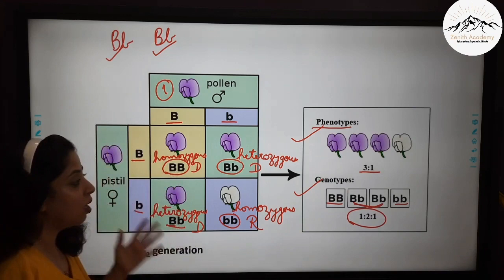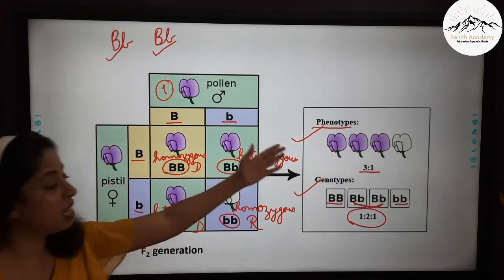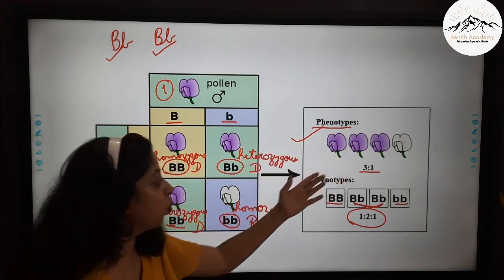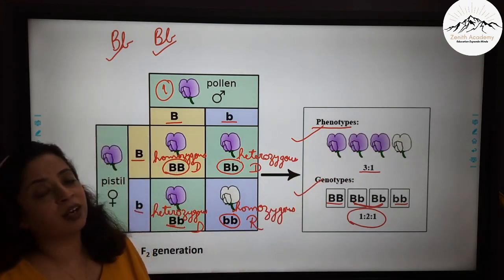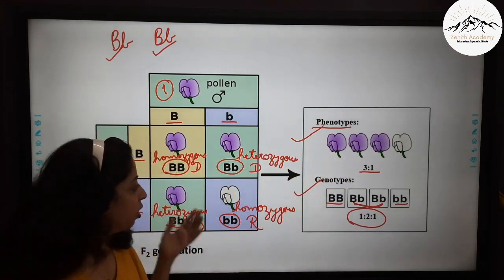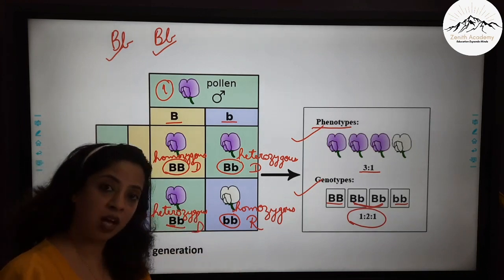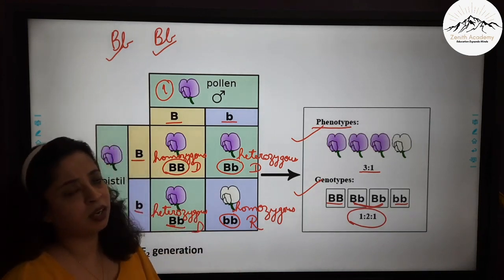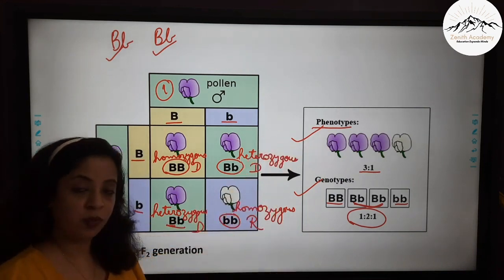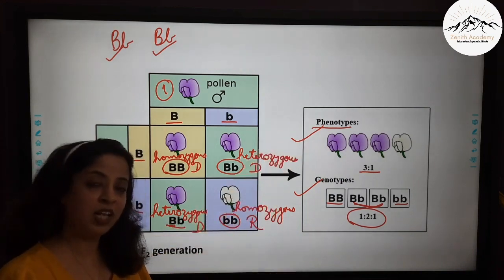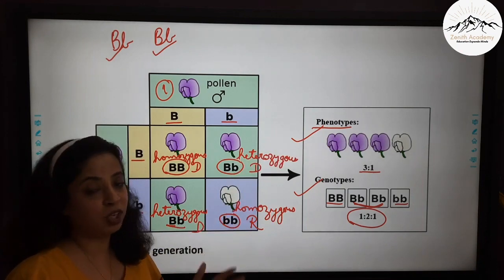Okay. Now the ratio remains same, that is for phenotype it is 3:1 and genotype it is 1:2:1 for any of the characteristics that you take. So here we have taken the color of the flower. You can take any of the characteristic and work out, you will get the same ratio. So that is your homework for today. You will work out for different combinations.